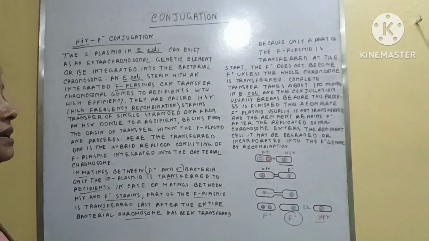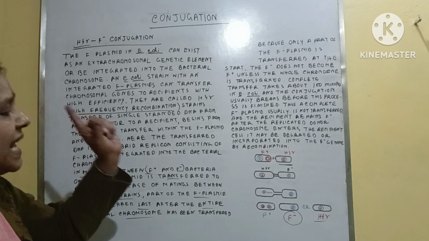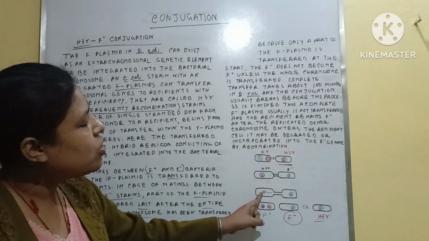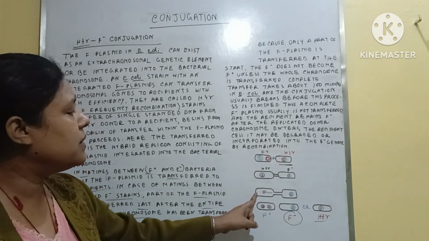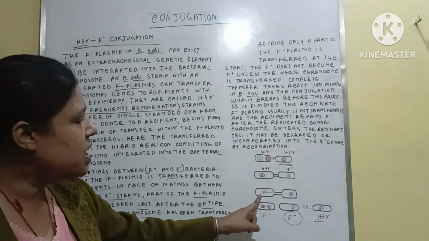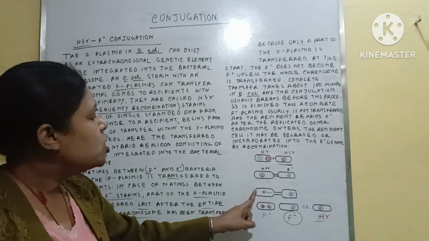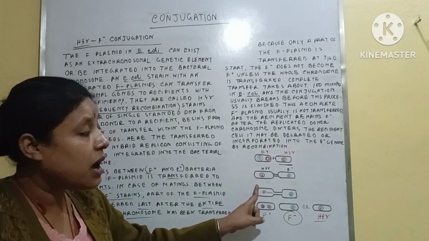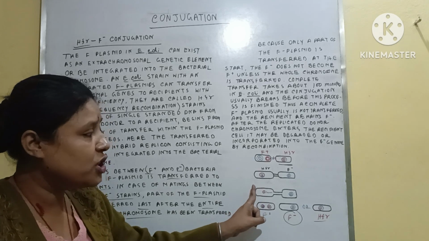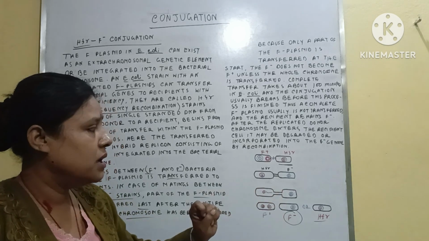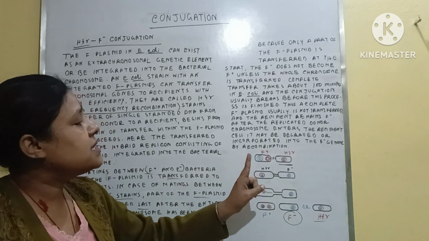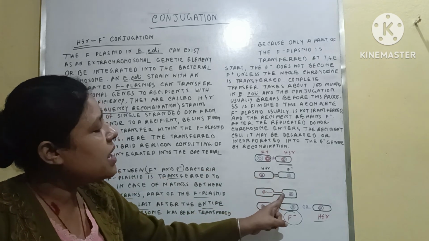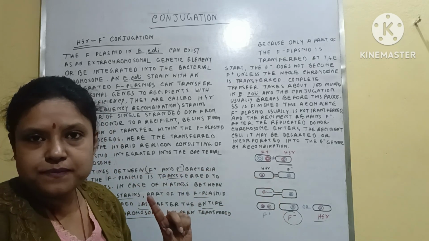So what is it saying? Just remember, I have marked the F plasmid here in red. If this F plasmid is completely transferred from the donor to the recipient, then this F minus may be converted into F plus.